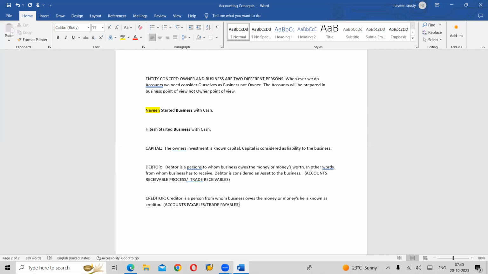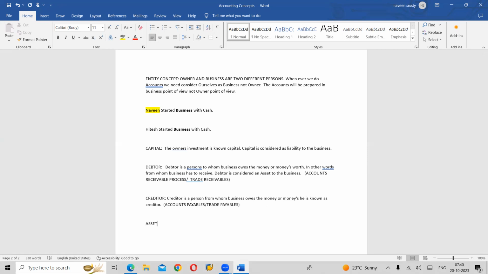Understood? So debtor and creditor are the persons, right? Debtor means the person from whom we need to receive. Creditor is the person to whom we need to pay. Debtor is an asset to the business. Creditor is a liability to the business, right? Any questions here? Is the concept of debtor and creditor clear? Clear. Okay, next one.